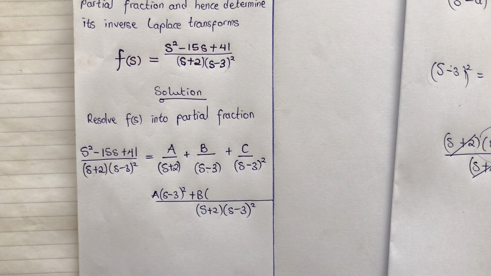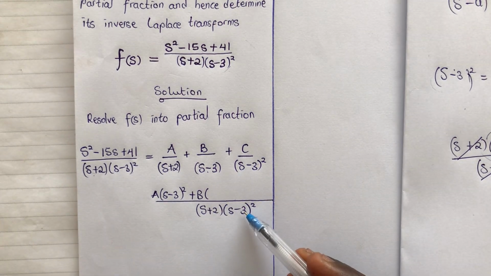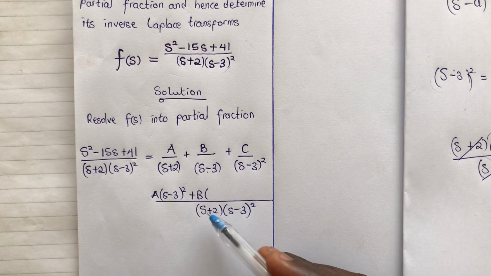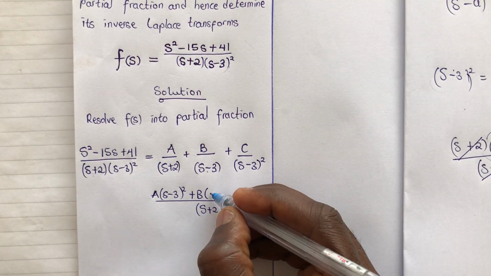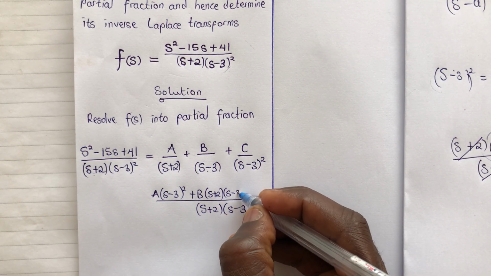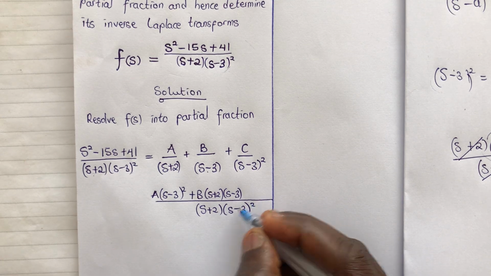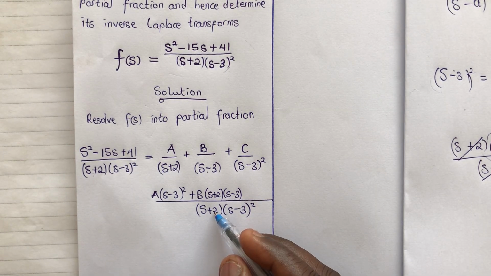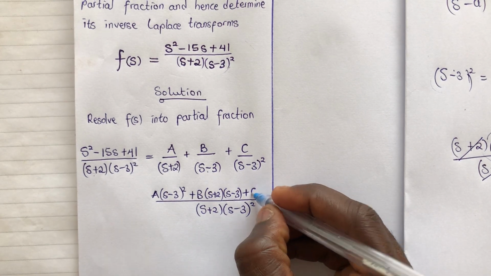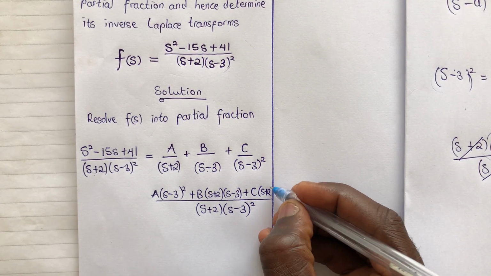Now, watch very carefully. This will cancel one of these. We are left with the last s minus 3 times this. So we have s plus 2, then another s minus 3. Then this will take care of this. We are left with s plus 2. Okay, so we have plus C into s plus 2.